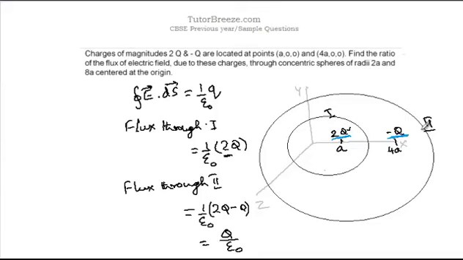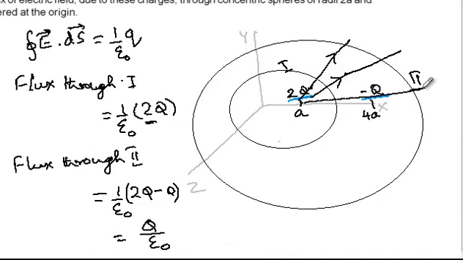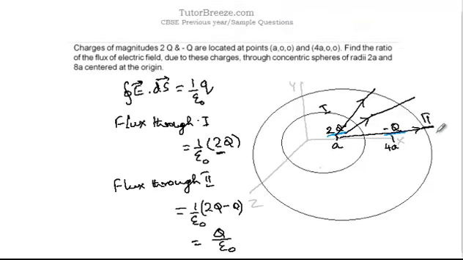If you notice, the outer surface has lesser flux through it than the inner surface, because over here you will have some field lines in the outward direction, since this is a positive charge, whereas due to the negative charge you have some field lines in the inward direction, which means they cancel each other out, and effectively the flux through the outer surface is q by epsilon naught.